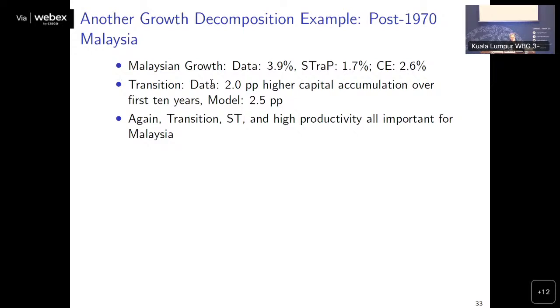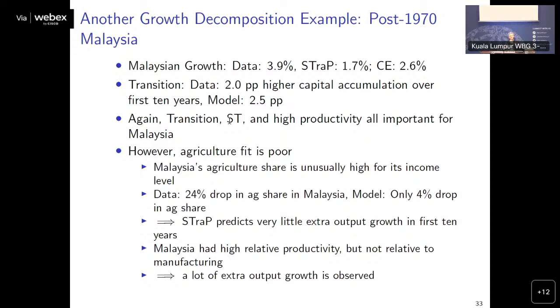In the data, you see 2 percentage points higher capital accumulation. Remember, growth should be slowing down. So if we look from 1970 to 1980, capital accumulation is 2% higher in the data. In the model, we actually can even overpredict it, but we see that the capital accumulation should be 2.5 percentage points higher, okay? So again, what it's saying is that the transition, the structural transformation, and the high productivity are all important, although the structural transformation is much less important in Malaysia than in Thailand. So there's a question of why. And that's what you're going to get into as to why that could be the case, yeah? Yeah.